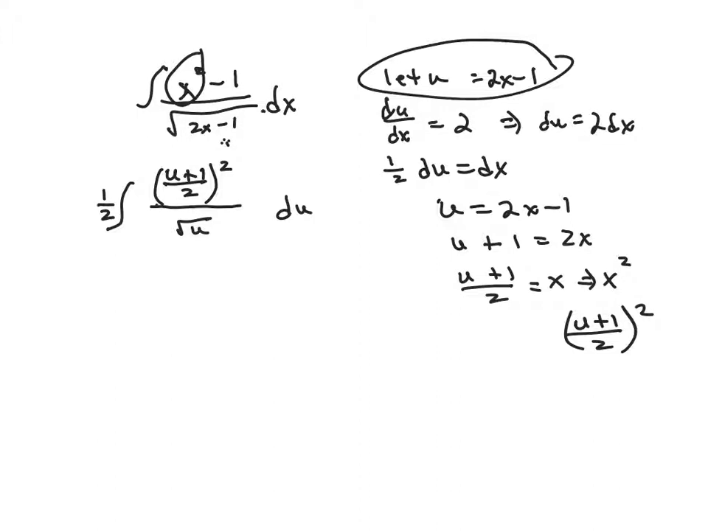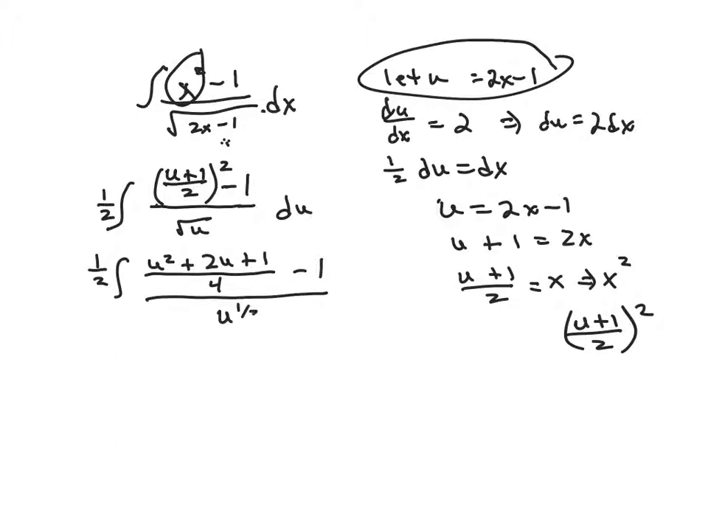And that doesn't look very much better that way, but let's go ahead and try to simplify it. So 1/2 u plus 1 squared is going to be u squared plus 2u plus 1. Oh, I forgot the minus 1. Can't leave that out. Over 4, minus 1, over u to the 1/2.